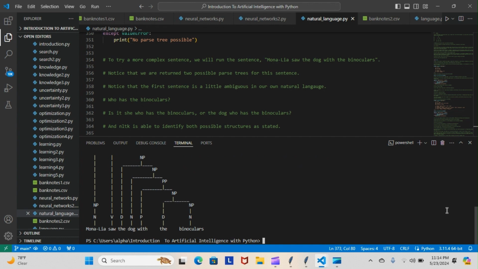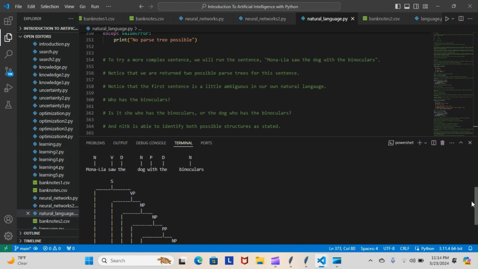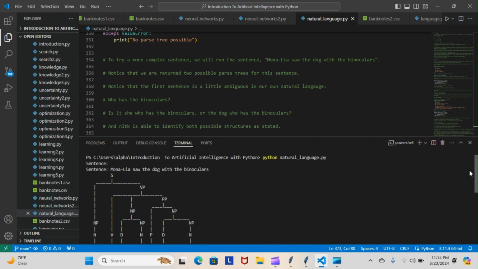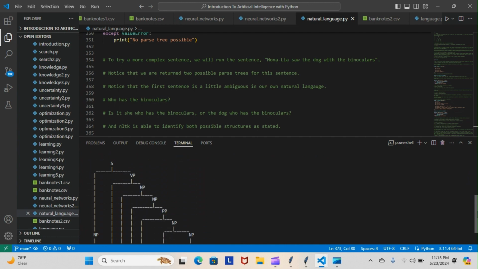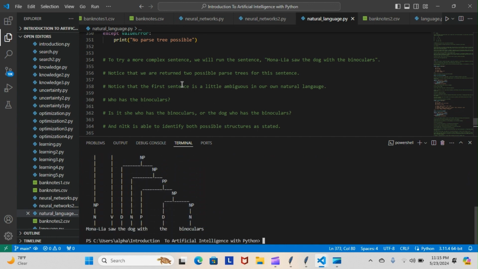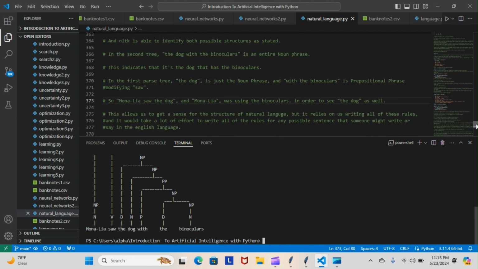Now you can see these are the two parse trees we were told we're going to get, both of them from one sentence. Let's see what's going on here. Notice that the sentence is a little ambiguous in our own natural language. Who has the binoculars? Is it she who has the binoculars, or the dog who has the binoculars? NLTK is able to identify both possible structures. In the second parse tree, the dog with the binoculars is an entire noun phrase.